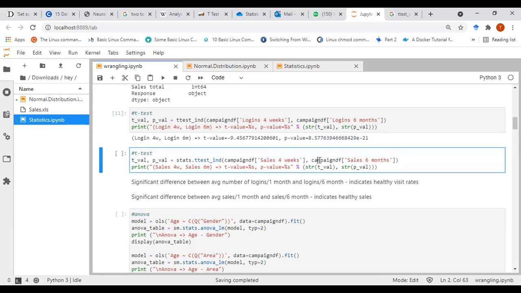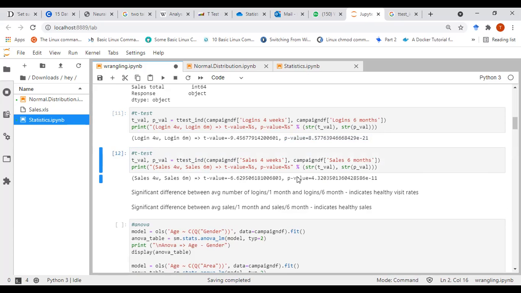What do you expect for the sales? Same, the p-value will be small, and we can reject the null hypothesis. Yes, p-value is very small because here we are only talking about 4 weeks and here we're talking about 6 months.